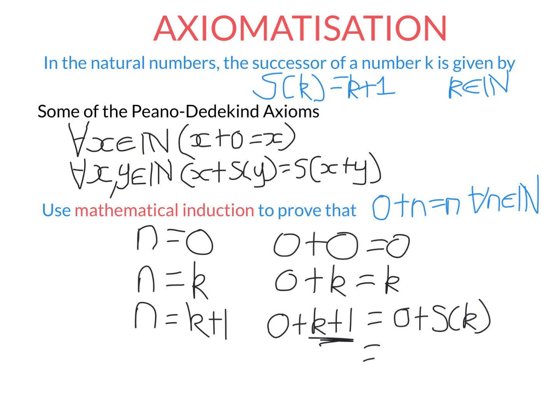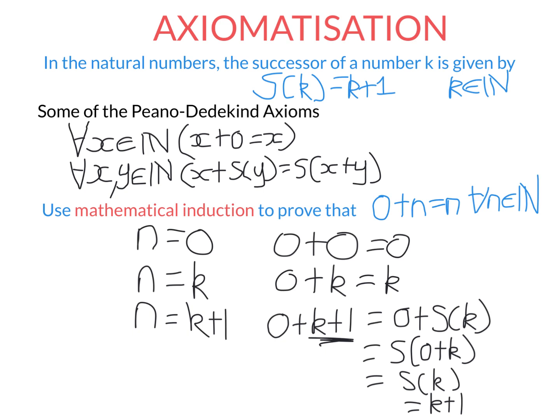So by that second axiom, if that second axiom is true, and we assume that it is true, we end up with the successor of 0 plus k. But because of our inductive hypothesis here, because we assume that 0 plus k equals k, then this must just be the successor of k, and the successor of k we know is equal to k plus 1. So we have proved that 0 plus k plus 1 equals k plus 1.